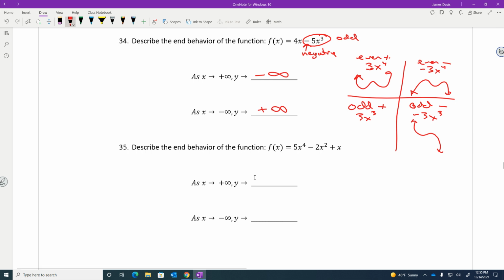And you can probably figure out number 35 there. You want to look at this power and then look at the sign of the number in front. The power tells you whether it's even or odd, and the number in front tells you whether it's positive or negative.